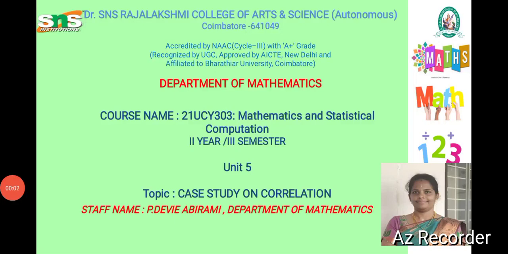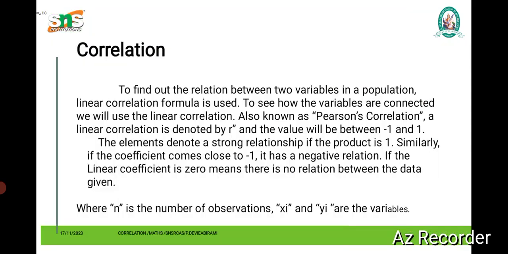Good morning. Today we are going to see a case study problem on correlation from the course Mathematics and Statistical Computation. First, we should know what is meant by a correlation. Correlation means relationship between two variables. For example, marks of students.